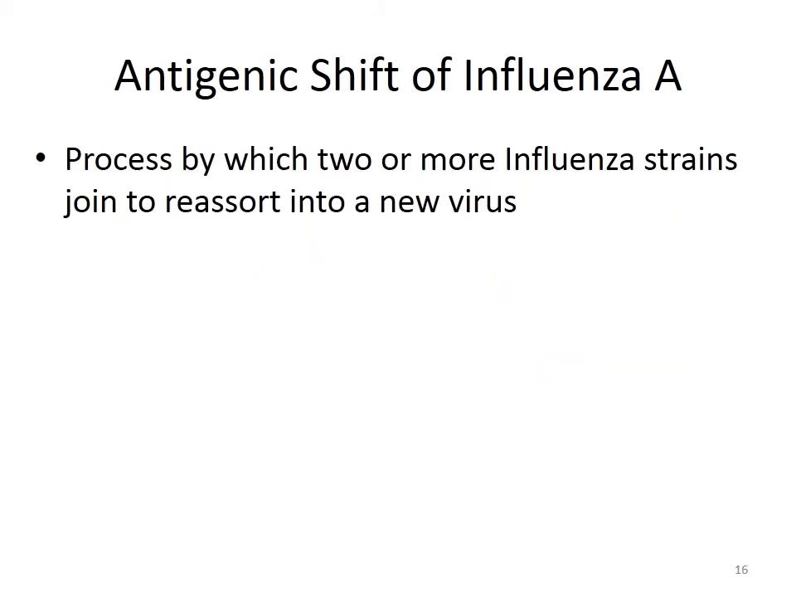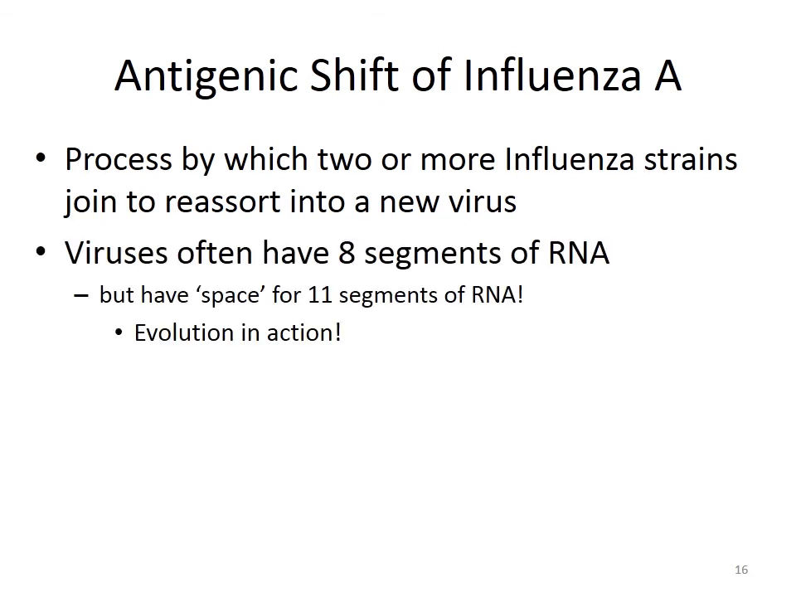Another thing that can occur is something called antigenic shift, right? I'm going to give another example using influenza A of how it's gone through this antigenic shift, which is a process by which two or more strains of viruses, in this case influenza, join to reassort into a new virus. Influenza has 8 segments of RNA but has space for 11 segments of RNA. So, evolution in action, they can take another 3 segments from a new virus.